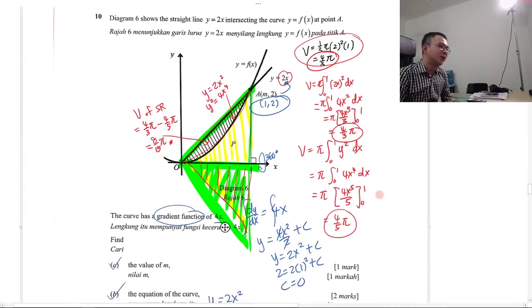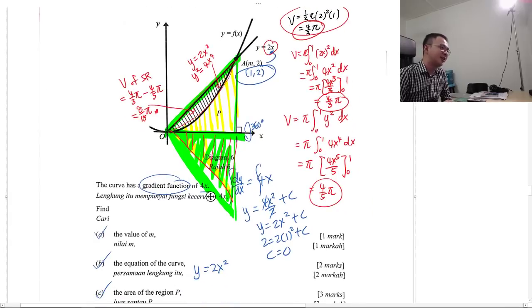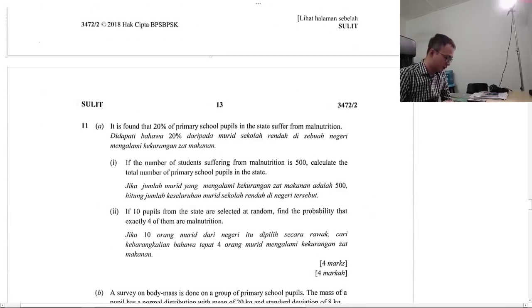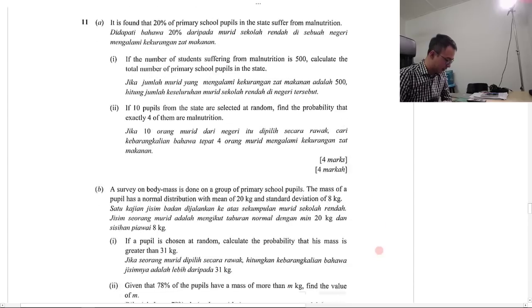Alright, so yeah, this is how to find this question. Okay, so I'm going to move on to question 11.